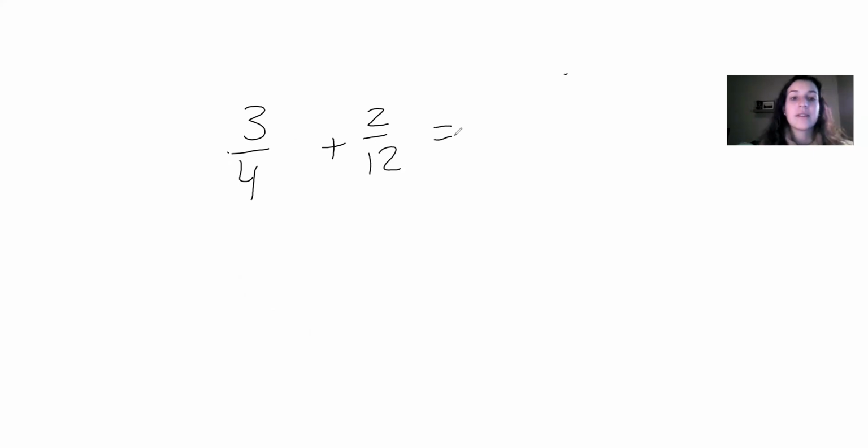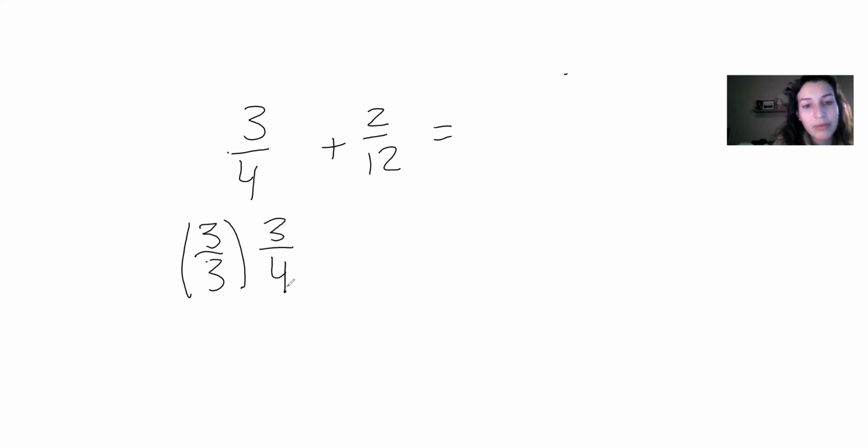Here is another example. Let's go with 3/4 plus 2/12. So once again, right off the bat, we see that the denominators are not the same. So we have to first think, how do we relate 4 to 12? We know that 4 can go into 12 3 times, so we're going to want to use that as our multiplier. So we have 3/3 as our multiplier, which, just as a reminder, is just equal to 1. Multiply that by 3/4, and we want to keep the 2/12 there.